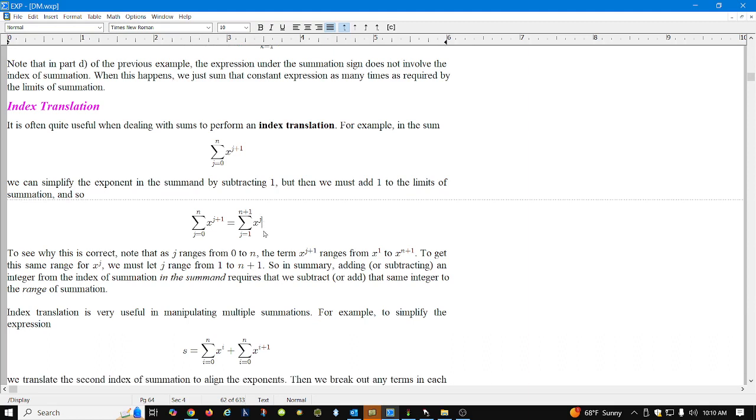So you can feel free to add an integer to the index of summation in the summand, provided you subtract the same amount from the range of the summation. In other words, you subtract 1 from the upper and lower limits. Or you can add a value to the index of summation in the summand, then you have to subtract that value from the upper and lower limits.